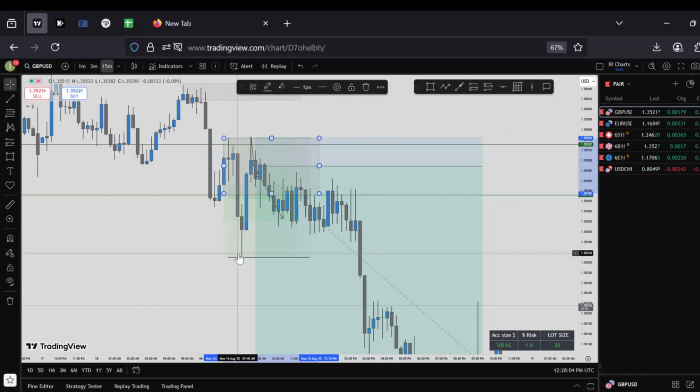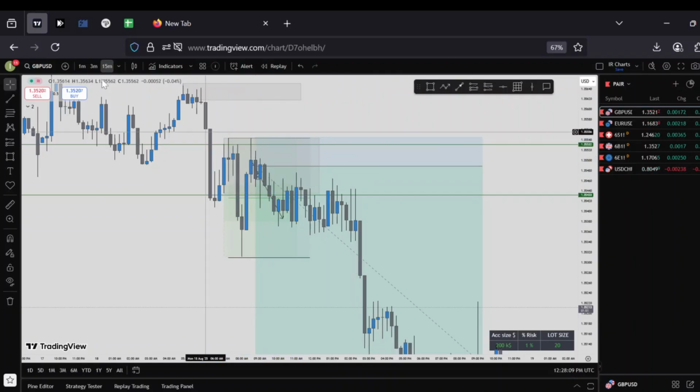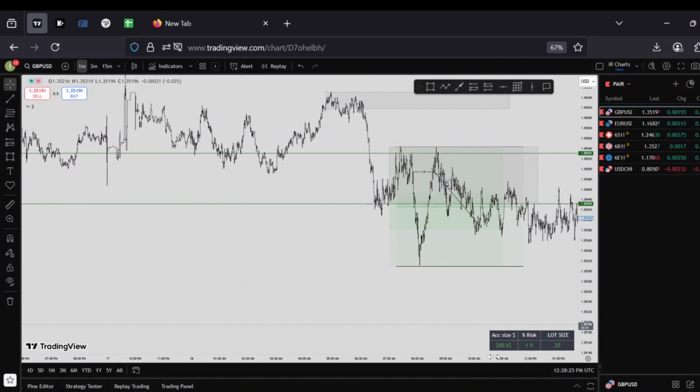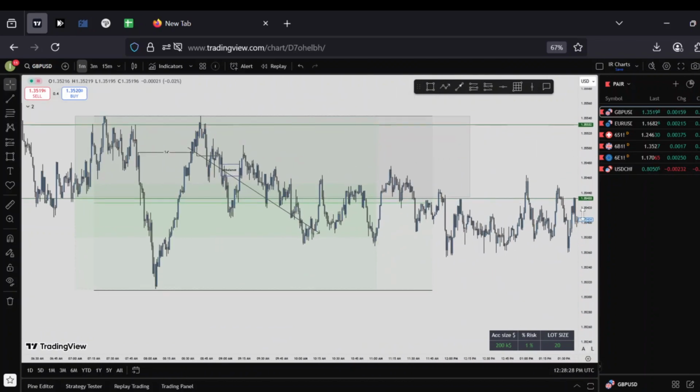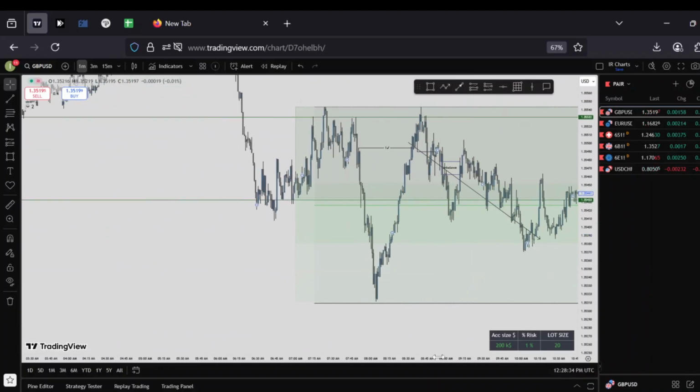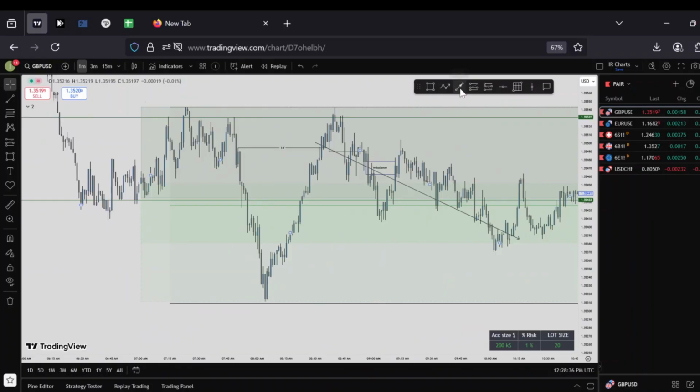As price came back to tap into the zone, I then dropped to the 1 minute time frame to look for my entry. Let me show you what I saw and why I took the trade. Let me remove this for you guys. Looking at the 1 minute time frame, price was heavily bearish after the break of that 15-minute low, which is the low around here. After that break, I saw that price was bullish on the 1 minute: higher high, higher low, higher high.